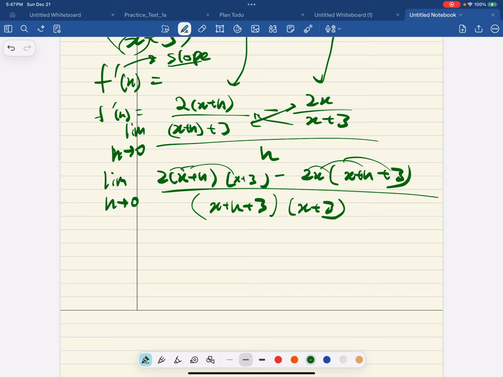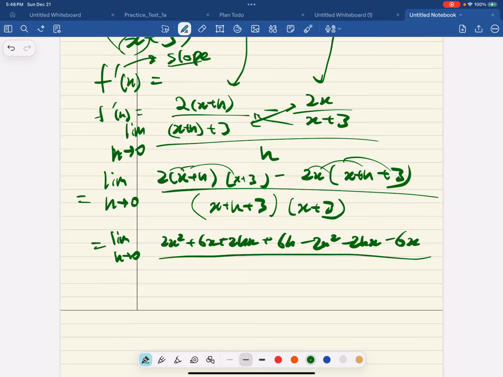What's going to happen is that you will end up with a very long expression. If you distribute one by one without mistakes, that's what it gives you if you distribute everything on the top. And don't forget to distribute your negative sign as well, because the negative sign comes with the 2x. And the bottom, oh sorry, the h actually stays. That's very important. The h stays.